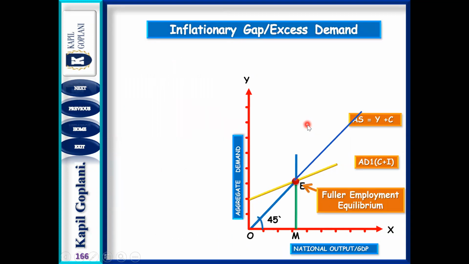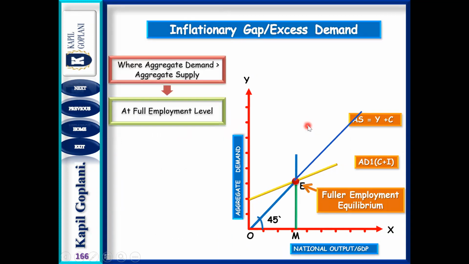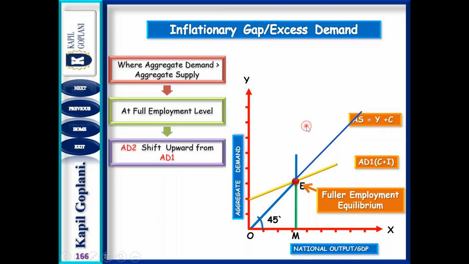So if you can see now, if there is full employment equilibrium existing at point E, now if AD shifts its position from this particular point to this particular point, you can see the movement of AD. The AD has moved from this particular position to this particular position now. So when aggregate demand is changing, at that particular point, again, when they are intersecting, new equilibrium will arise.